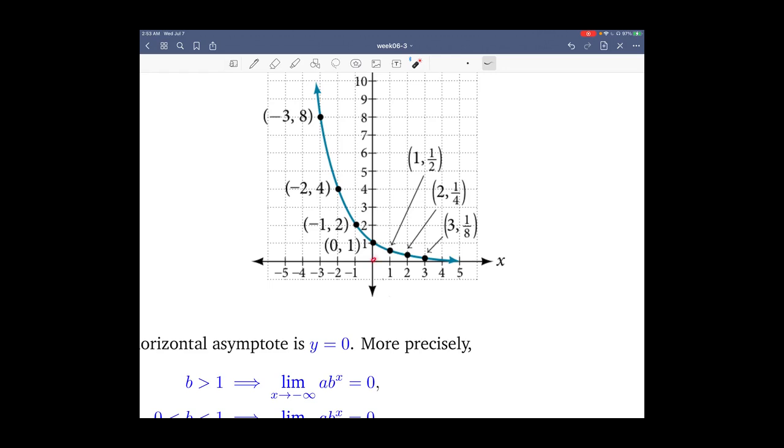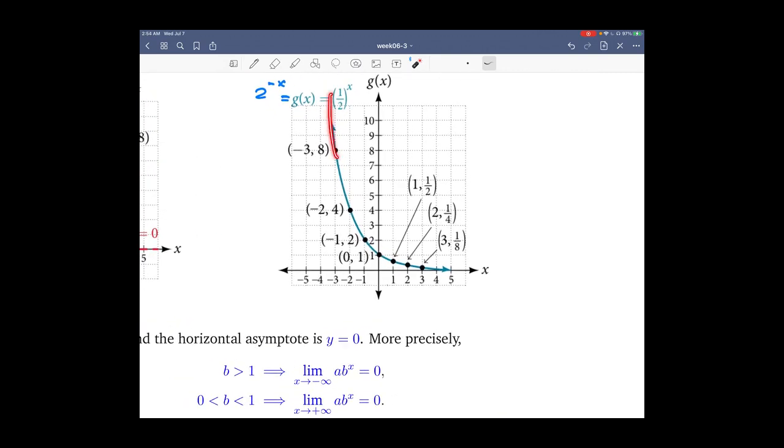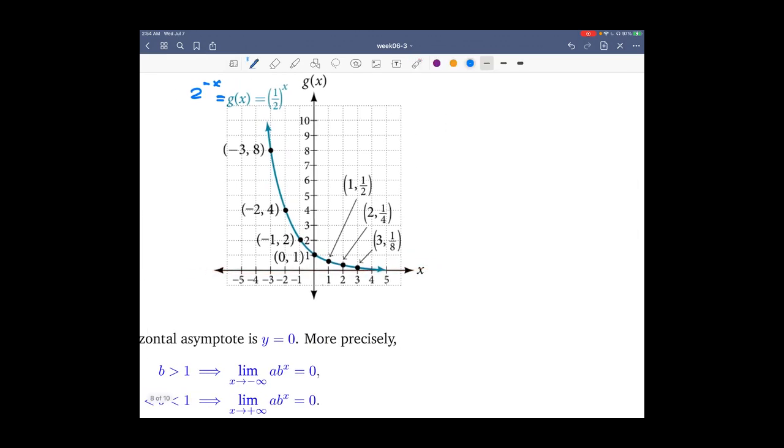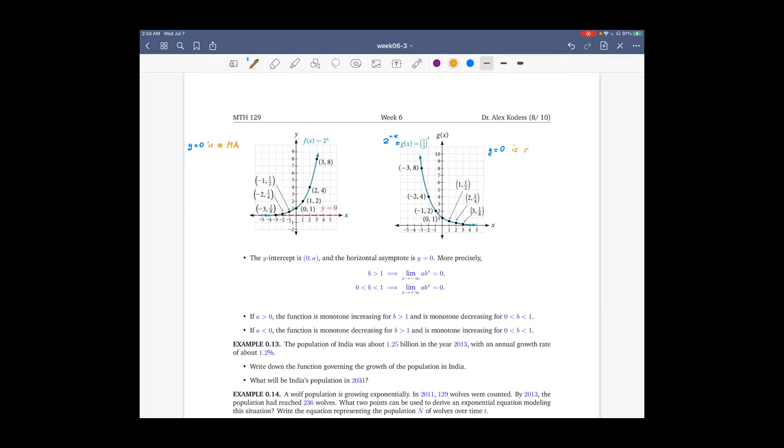And so it still passes through the point 0, 1, because that point is on the axis. It now decays everywhere very rapidly. The x-axis, the straight line with equation y equals 0, is still a horizontal asymptote. The function is still defined on the entire real line. And the image is still the entire set of positive real numbers.